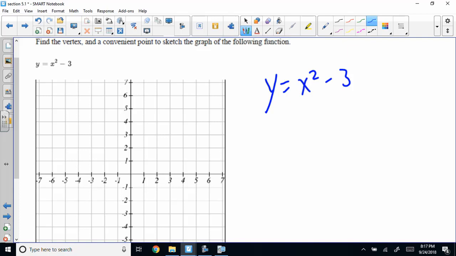Looks like a vertex form, doesn't it? Ladies and gentlemen, it's actually in both forms. When you have no linear term, you have both forms represented. Because here you go. If I want to write this in vertex form, what's this? It's already there, but I want you to think about this.